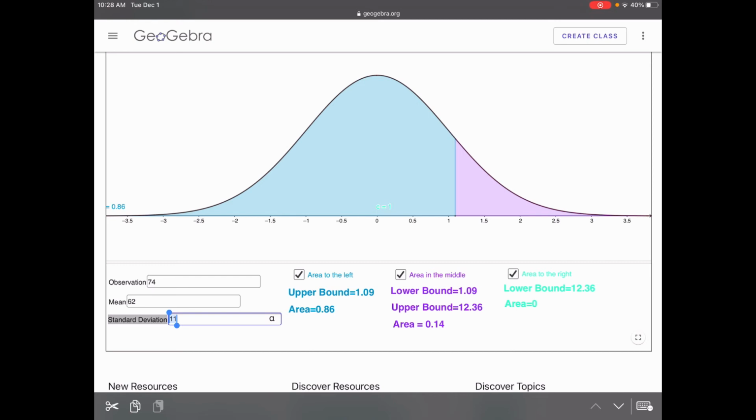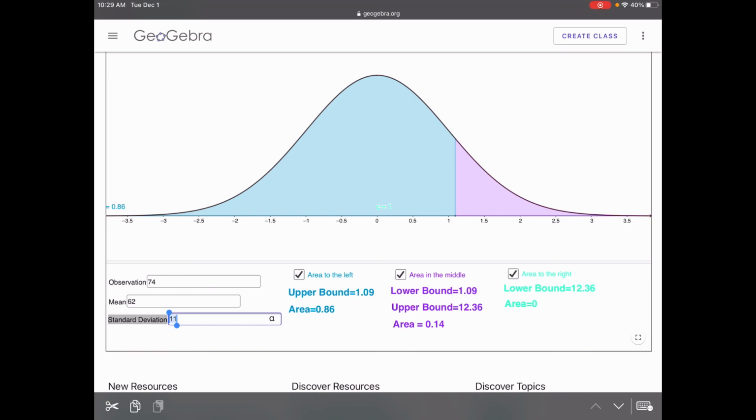We see that the upper bound is 1.09. That is our z-score. So the area to the left is 0.86. That is the percent of volunteers that Helen scored better than. Our area in the middle, our lower bound is 1.09, and it goes all the way to the rest of the curve. So we start at the z-value and go up, and that area is 0.14, which means 14% of the volunteers scored better than Helen.